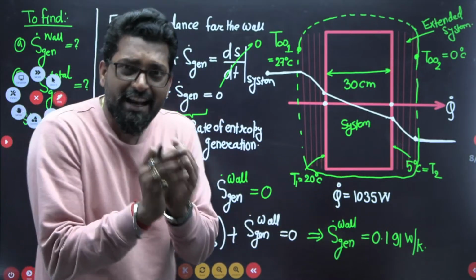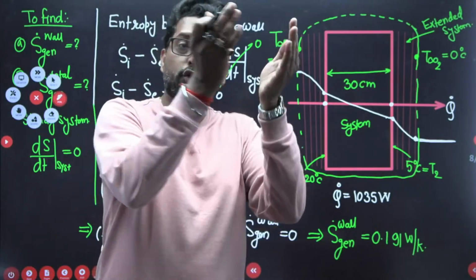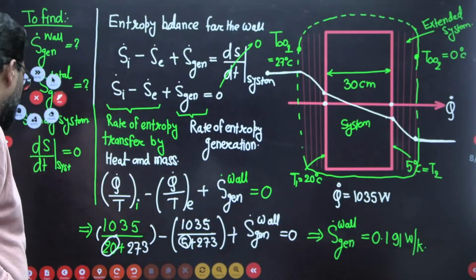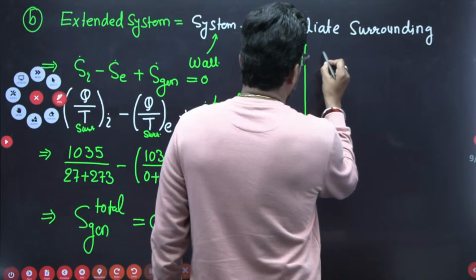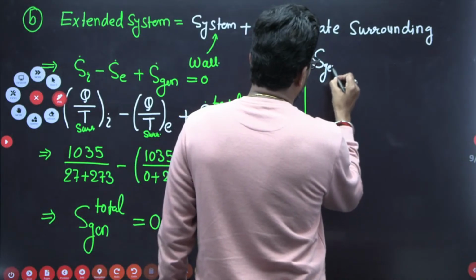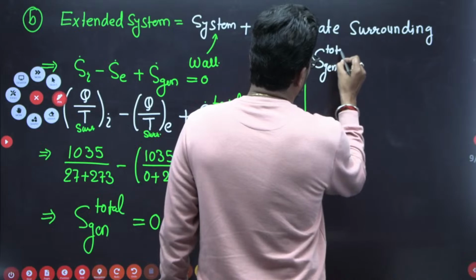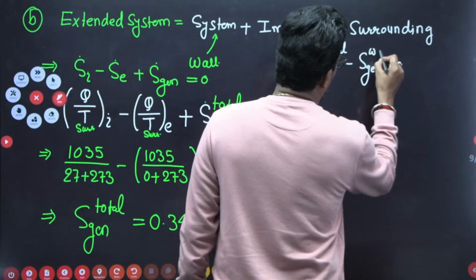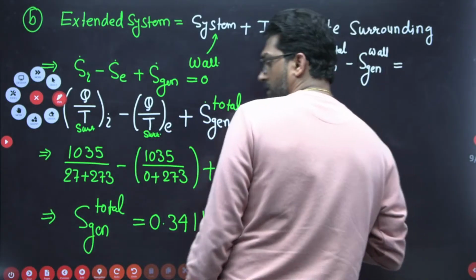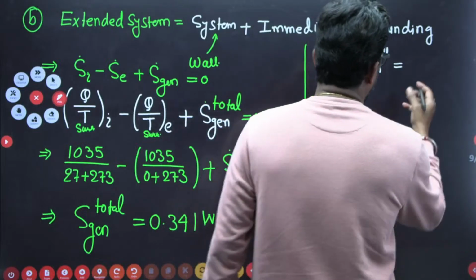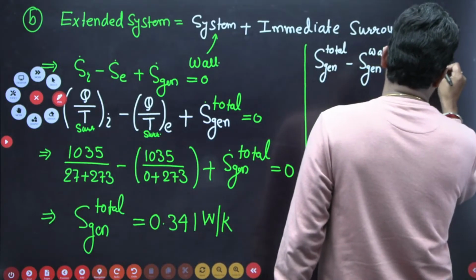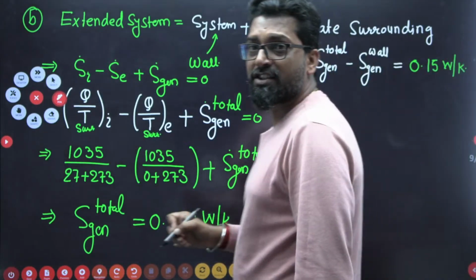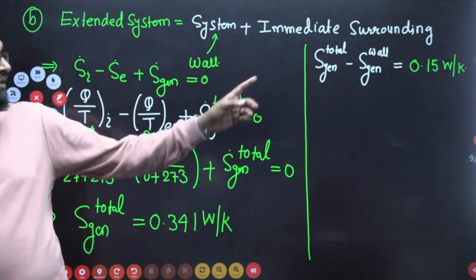Now if you subtract the total entropy generation minus the wall entropy generation, let's see what this is. That means entropy generation total minus entropy generation of wall. How much is the value? The value is 0.15 watt per Kelvin.